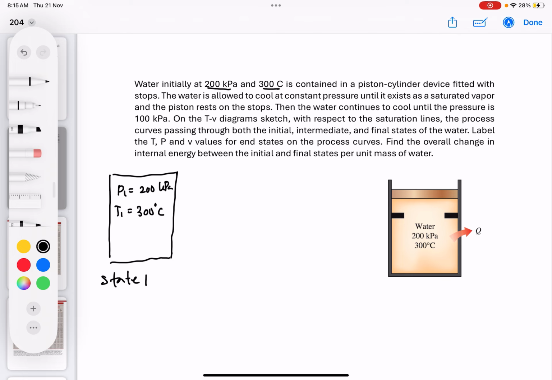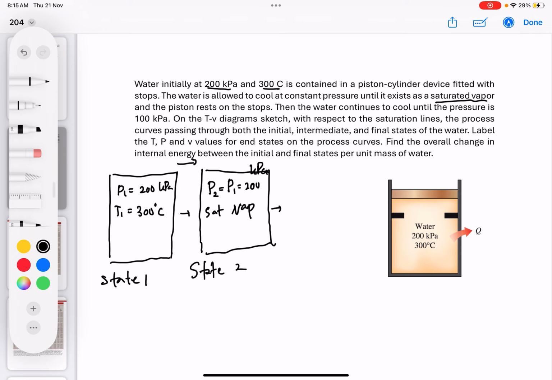The water is allowed to cool at constant pressure until it exists as saturated vapor, and then the piston rests on the stop. So here, given saturated vapor, and because the process does mention in the question that it is a constant pressure process, therefore the pressure P2 is going to be the same as P1, which is 200 kilopascal. Alright, then we have reached state number 2.